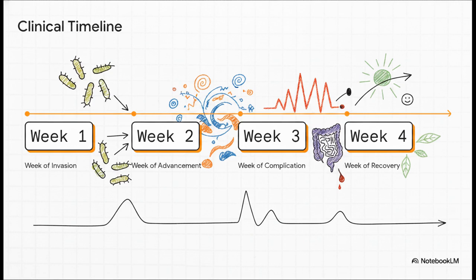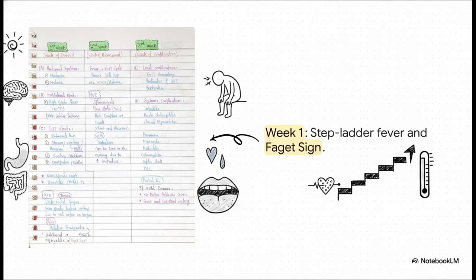Week 1 is the week of invasion. Week 2 is advancement. Week 3 is the supercritical week of complication, and week 4 is recovery, or convalescence. Seriously, memorize this framework, because literally everything from your patient's symptoms to the diagnostic test you order is going to depend on exactly which week they're in. All right, let's look closely at week 1, the week of invasion.